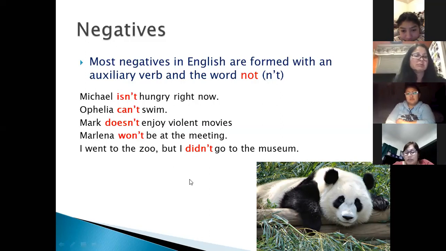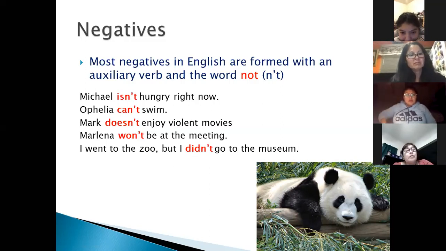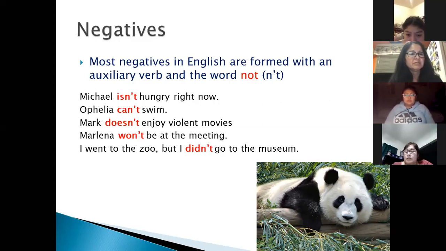Now, sometimes we don't use auxiliaries. If we have a word like never, right? When we have the word never, we don't use auxiliary for negative, right? Or if you have the word rarely, you don't need an auxiliary. So sometimes I hear students say, I don't never. That's not right. We just say either I don't or I never. But you can't say don't never. Either I don't eat meat, or I never eat meat. One or the other, but not together.